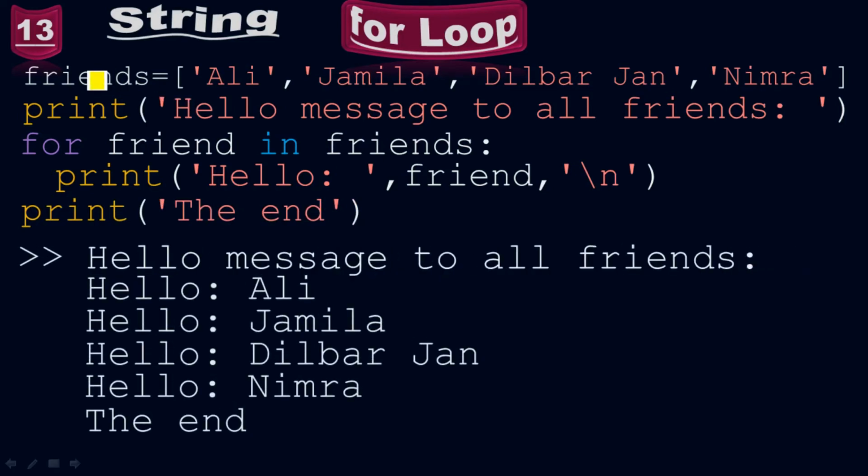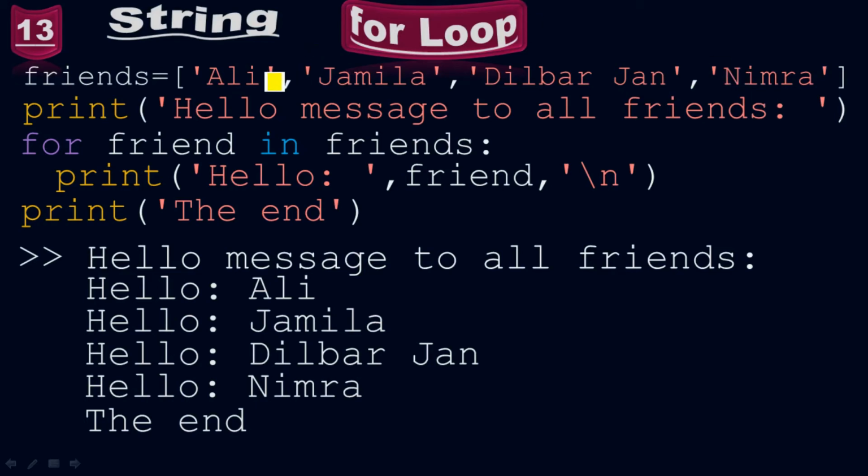Look, friends is the variable name. It is just the identifier, the name which I give here, friends. It is the list of the friends: Ali, Jamila, Dilbarjan, Nimra. These are just the names of the friends.